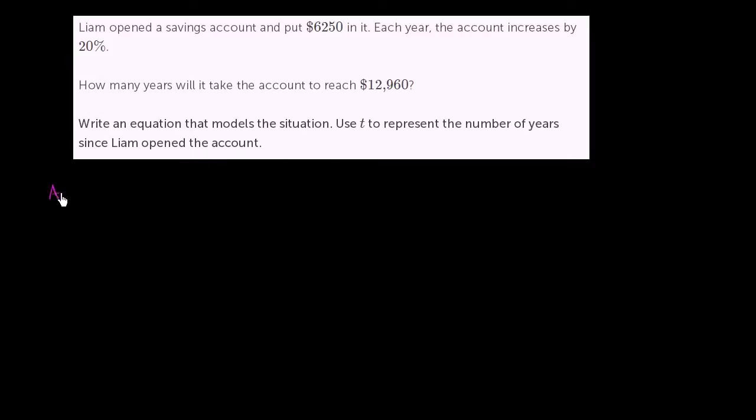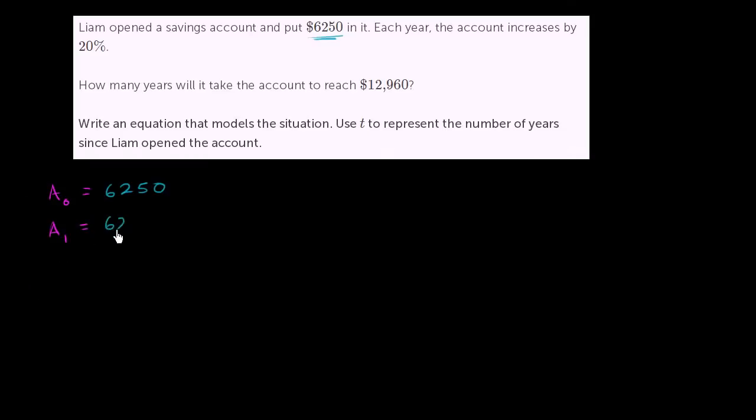So let's just say it's been 0 years since Liam opened the account. How much is he going to have? Well, he's just going to have 6,250 in it. That's how much he starts with. Now let's say it's been 1 year, 1 year since he opened the account. How much will he have?